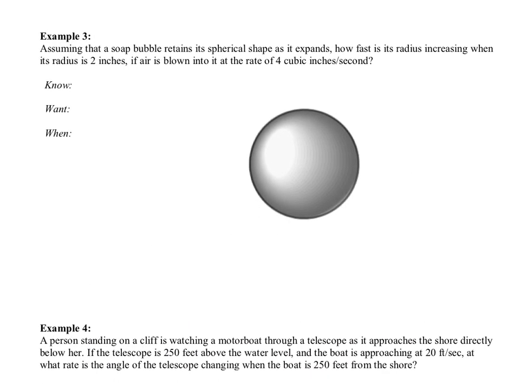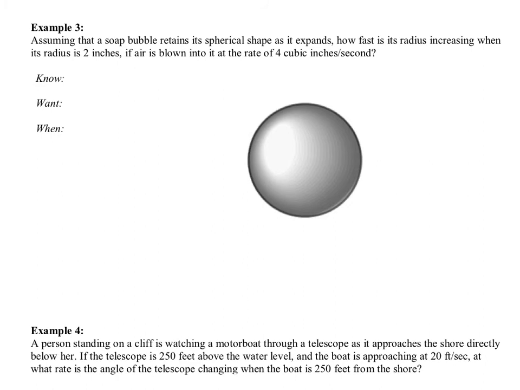All right, in example 3, we're going to look at a sphere. We're looking at a soap bubble. So assuming that the soap bubble retains its shape as it expands, how fast is the radius increasing when the radius is 2 inches if air is blown in at a rate of 4 cubic inches per second? We need the volume of the sphere, which is 4/3 pi r cubed. We know, based on the problem, that the rate that the volume is changing is 4 cubic inches per second.